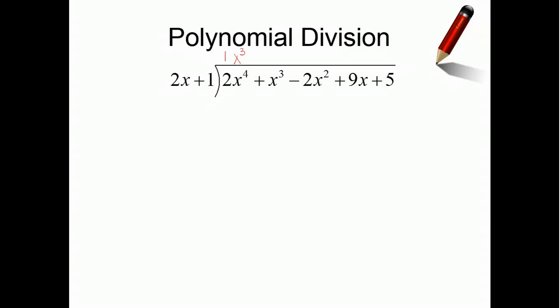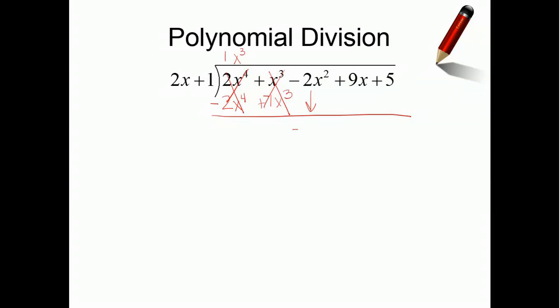So let's multiply. 1x cubed times 2x squared is 2x to the fourth. These should always be the same sign, because otherwise, when you subtract, it's going to be different signs then. Now let's continue. 1x cubed times 1 is a positive 1x cubed. Now I need to subtract, right? So let's subtract those two. 2x to the fourth minus 2x to the fourth, gone. x cubed minus 1x cubed, that's gone too. So I am left with absolutely nothing.